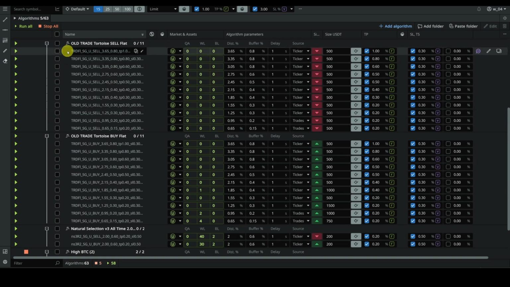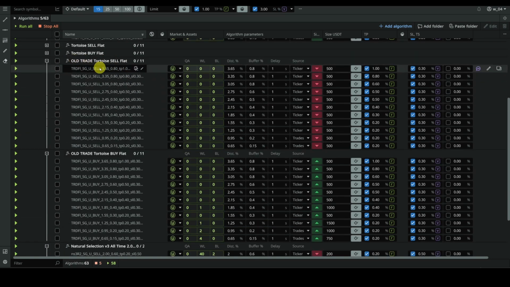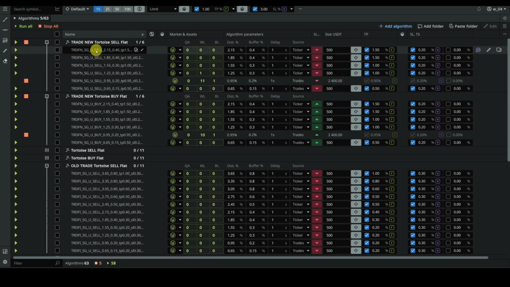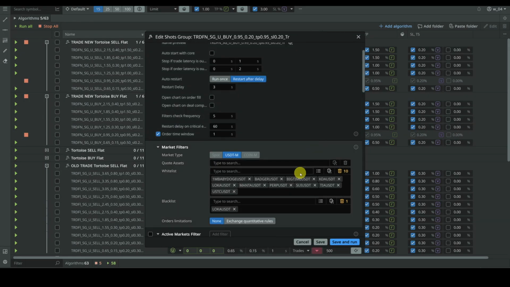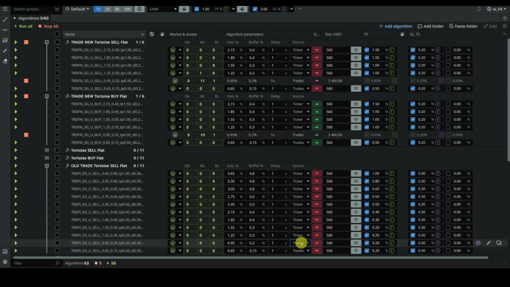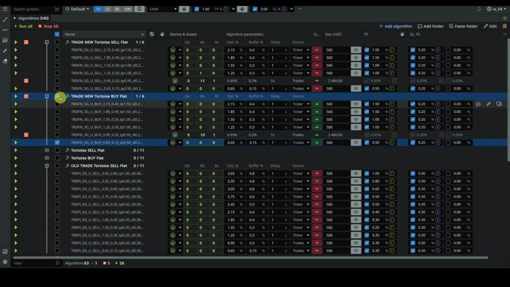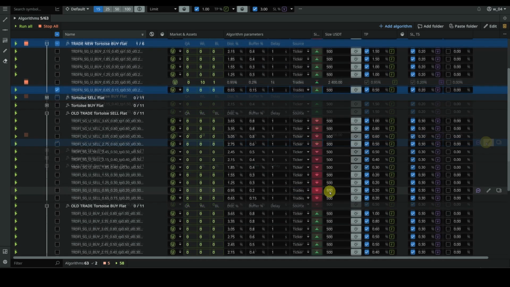This was tested on the flat market tortoise strategy, which had briefly returned from its training to share what it's learned so far. In addition to what will be covered in just a minute, a more careful selection of coins was made for the algorithms, and the distance of 0.65% was abandoned completely. Now to the take profit.